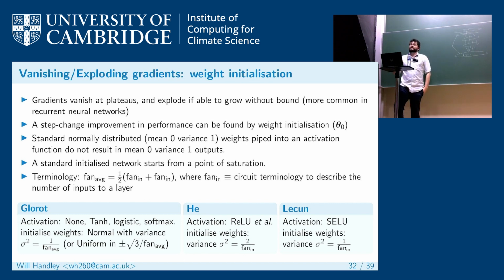And you then borrow this terminology called fan in and fan out. That should be an out there rather than in. Basically, fan in is the number of connections going into a node, and fan out is the number of connections coming out of a node. And if you just take the average of those, that is what you should use to tune how spread your initial randomly distributed weights are.